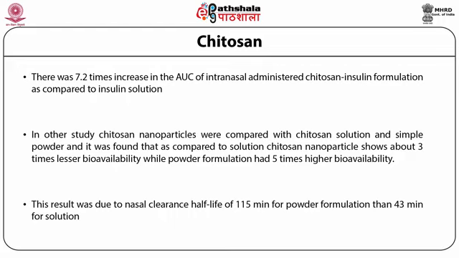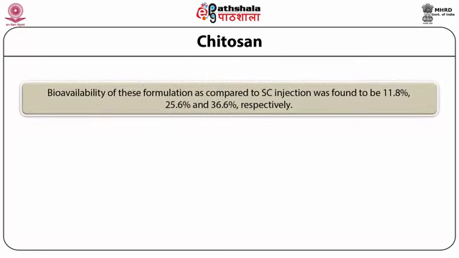Goserelin was administered intranasally to sheep using 3 different formulations, which are chitosan solution, chitosan powder, and lyophilized chitosan microsphere. Bioavailability of these formulations as compared to subcutaneous injection was found to be 11.8%, 25.6%, and 36.6% respectively.